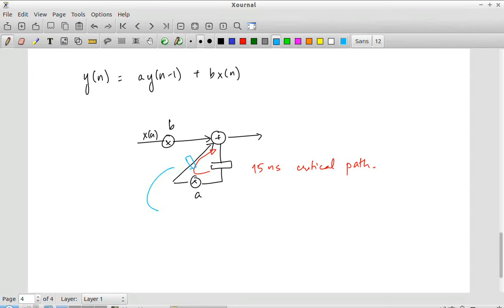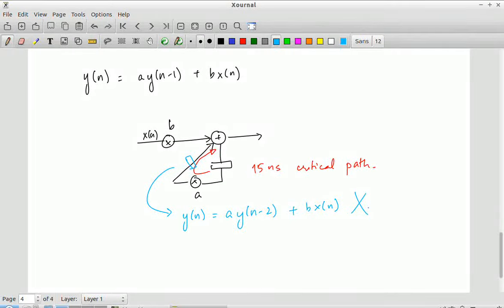What I am doing as a result of this is that y of n becomes a times y of n minus 2 plus b times x of n. This is completely wrong. Right? This is implementing the wrong equation. Okay. Now this is something fundamental which you have to keep in mind. Anytime that you have feedback, then pipelining, you have to be very careful about where you can apply it.